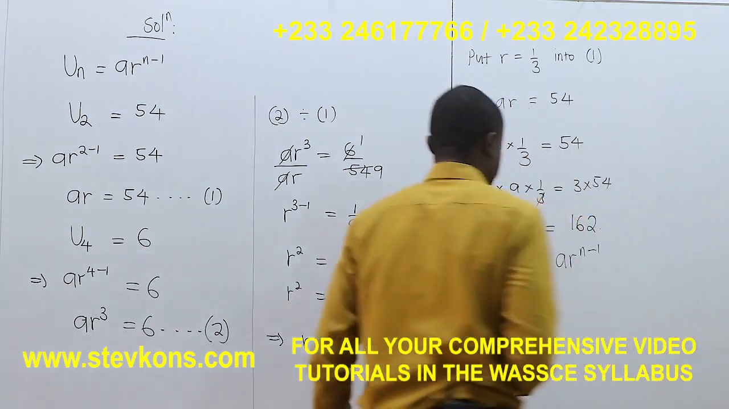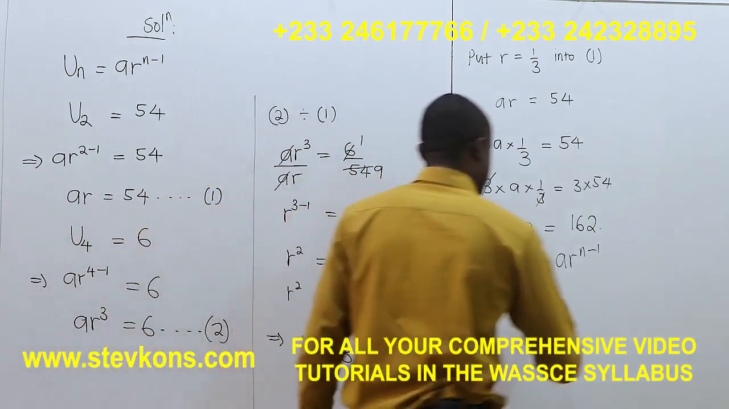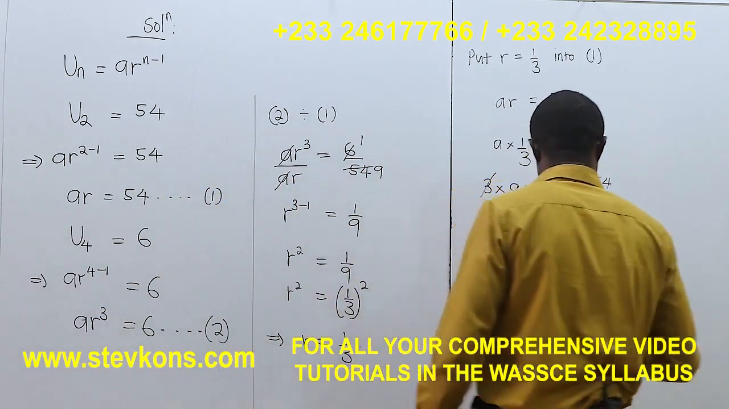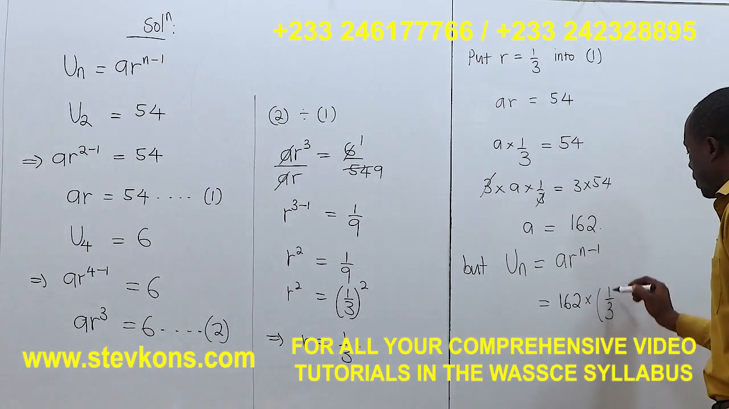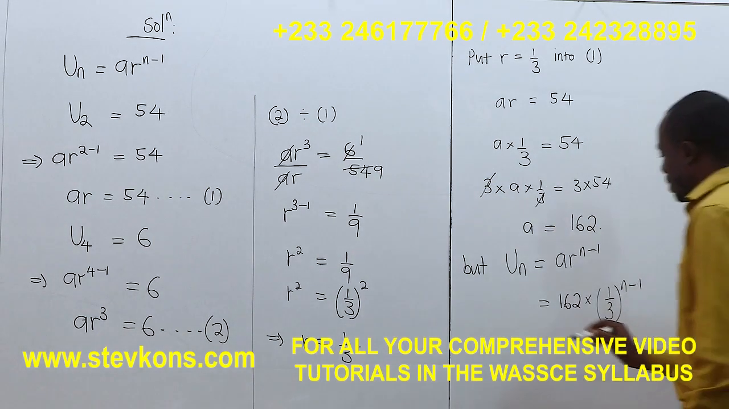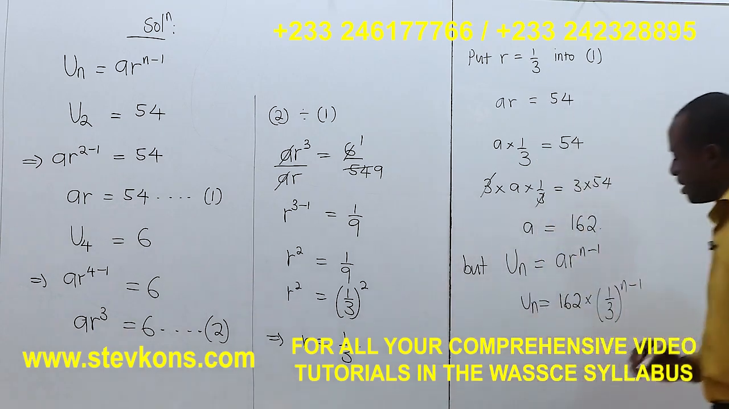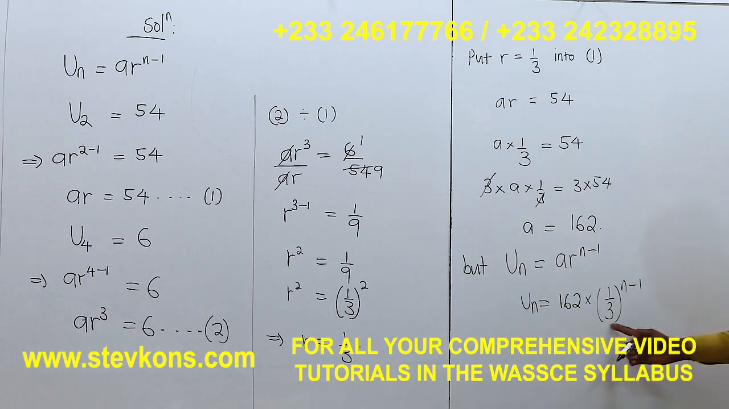So what is our a? Our a is 162. Do we know our r? Yes, we know our r. That's 1/3, and n minus 1. And this is the general term.